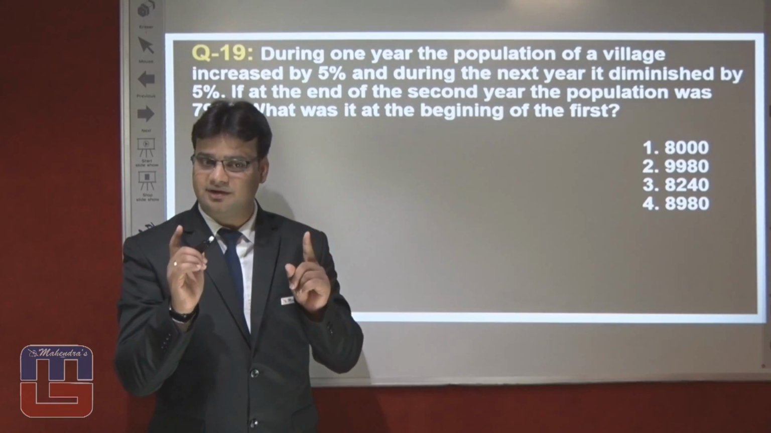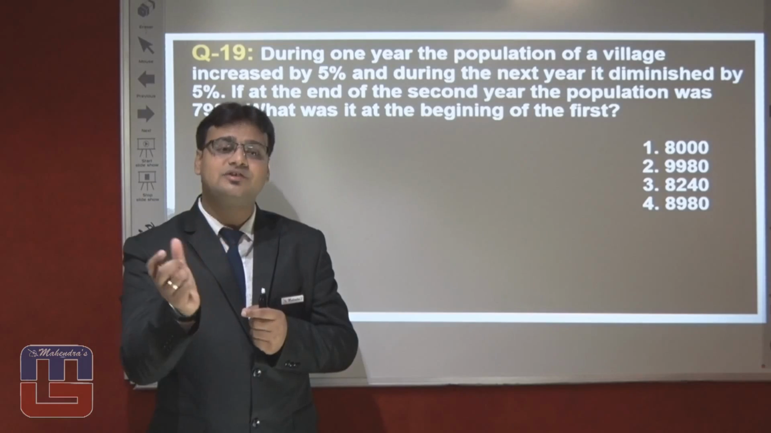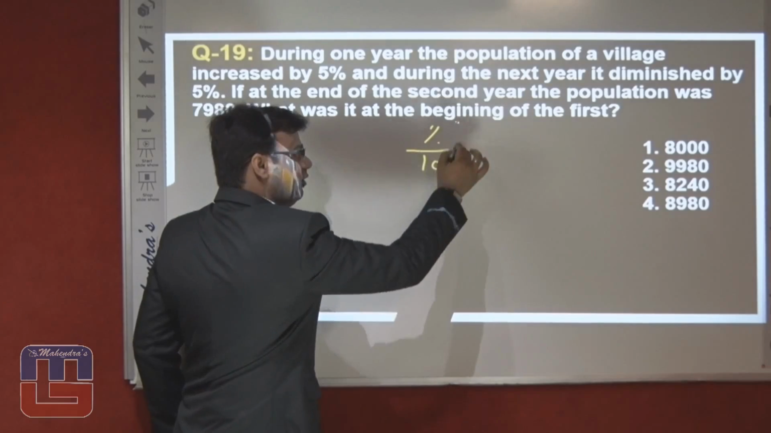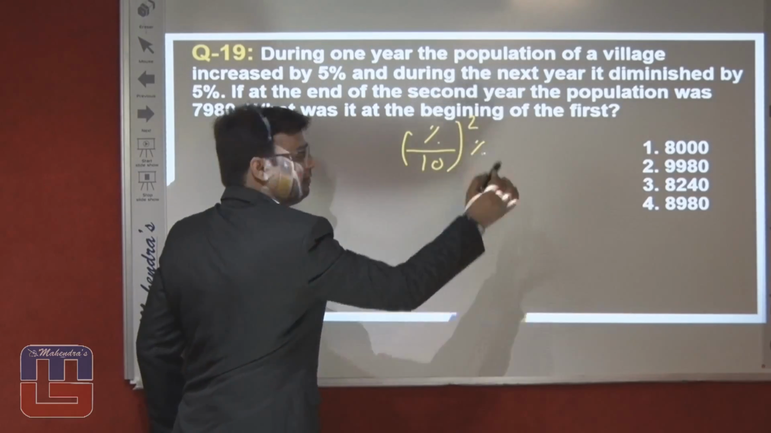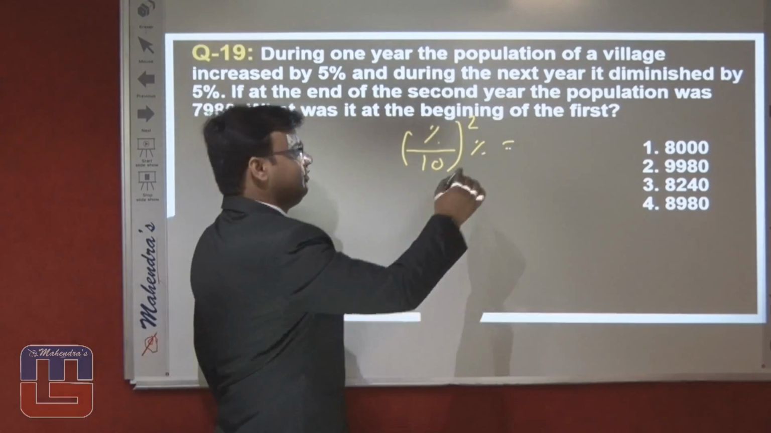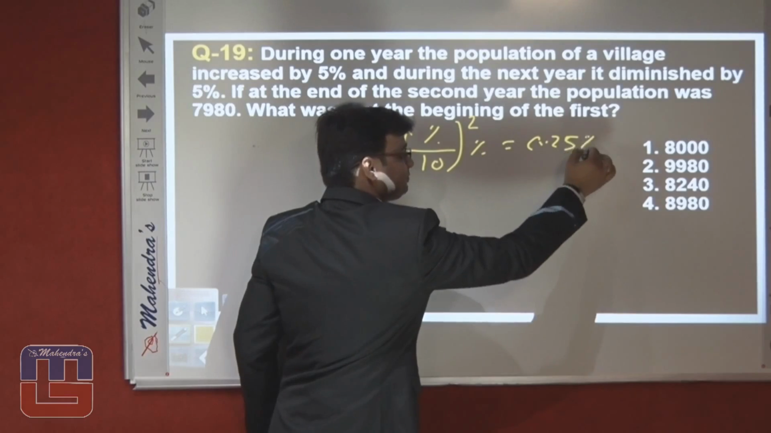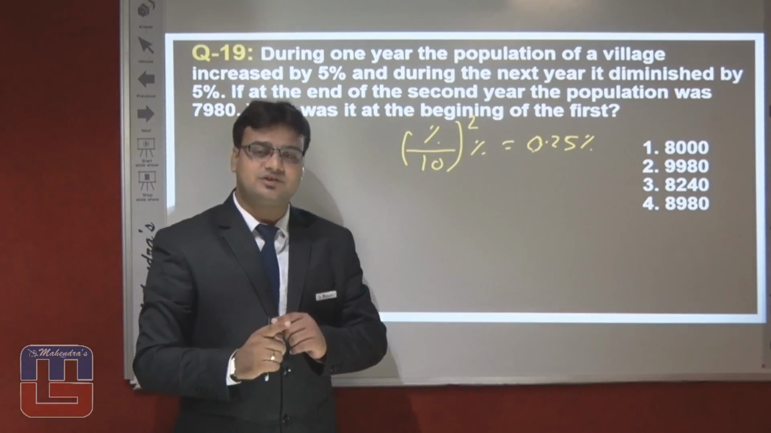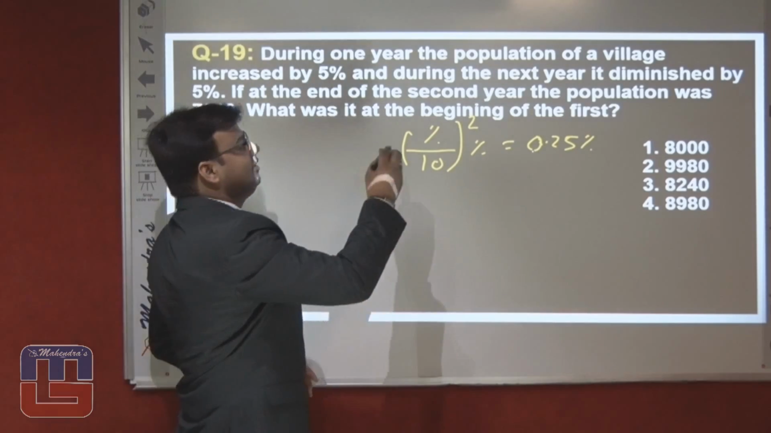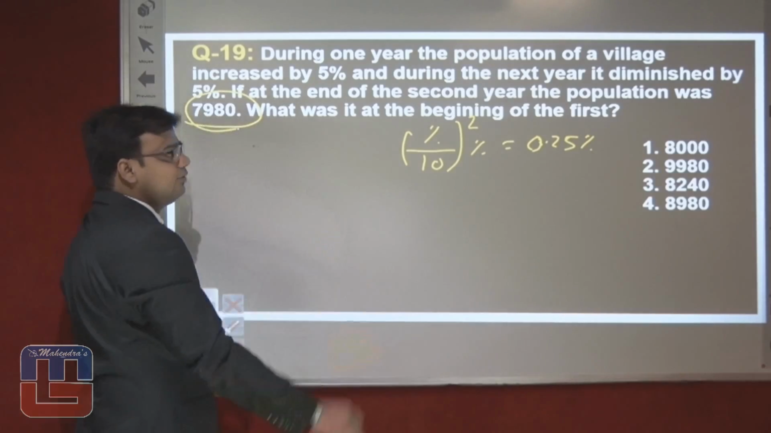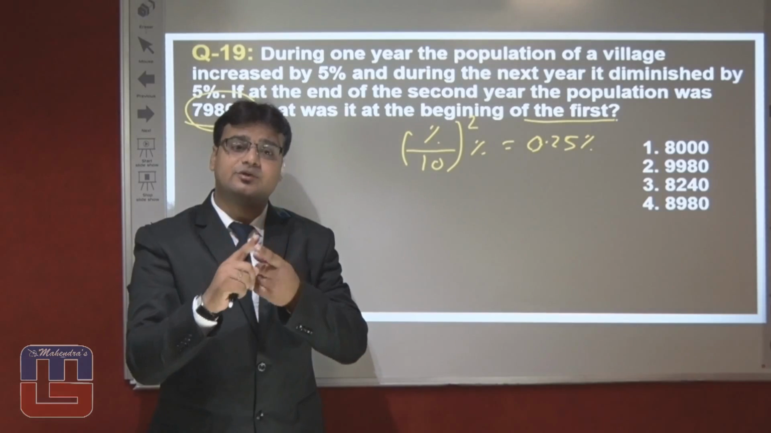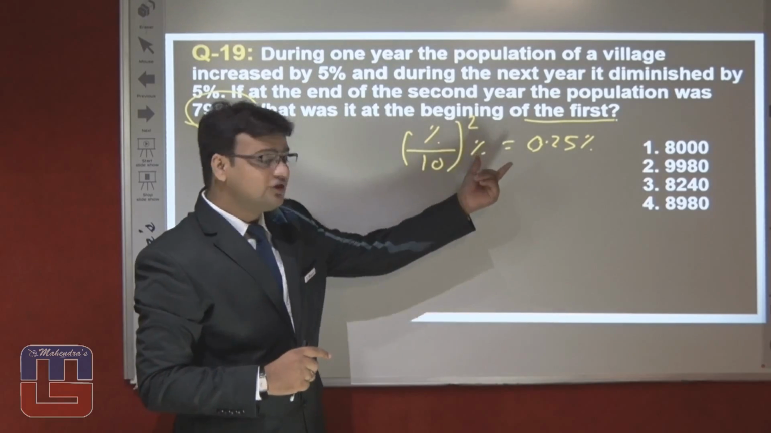So always remember, candidates, whenever population or any value is increased and then decreased by the same percent, always use this formula: percent divided by 10, whole square. That gives the net percent the value decreased by. 5 by 10, that means 5 by 10, divide it and square, then we get 0.25%. That means the population from the first year is decreased by 0.25%. Here after 2 years the population is 7980. We require the population of the first year, that means the starting point. So we take 100%, and it's decreased by 0.25.